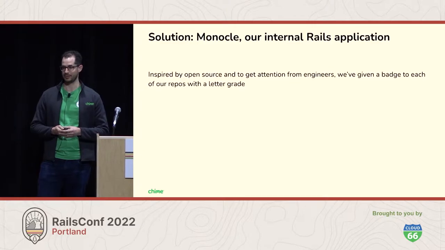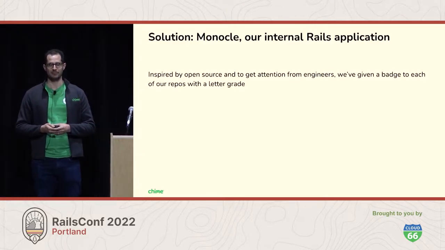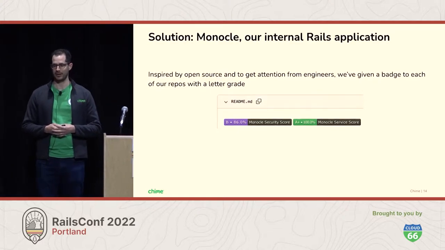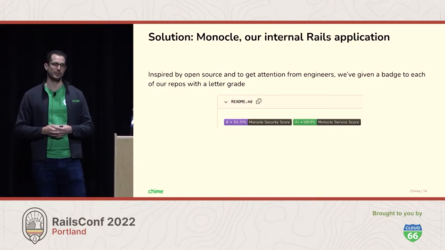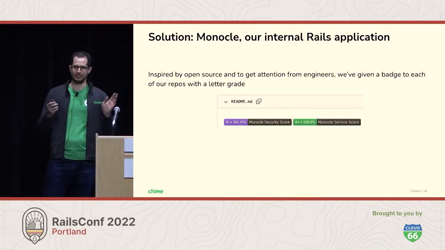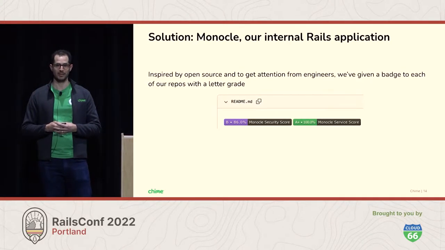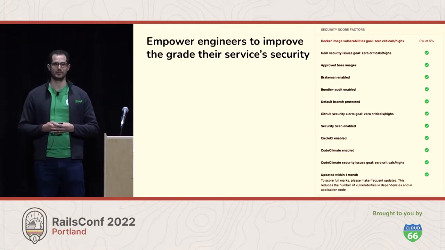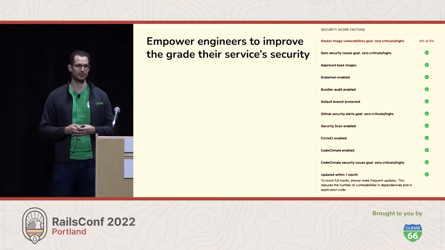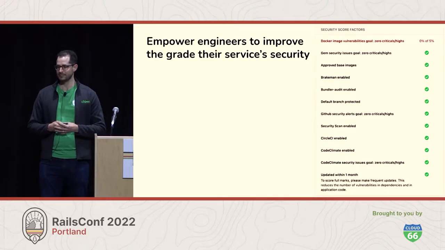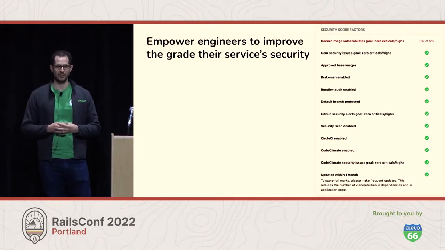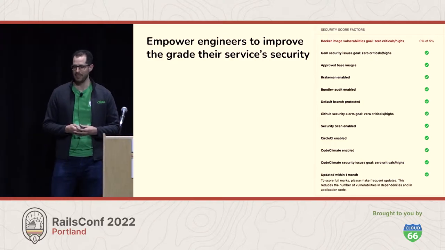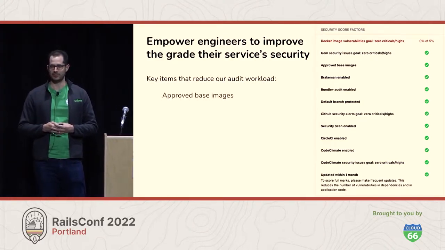So we built this internal Rails app to help us with that. Everyone's familiar with badges on their repositories, and they get good attention. So every night we calculate a grade for the repository, a security grade, and then that badge shows that. And if the engineer wants to know how to make it go up, they can click through and they will see a list of different score factors that they should improve in order to improve their grade. If they click to open up any particular score factor, they can see the instructions at the bottom. One of those is expanded. And this has really reduced our audit workload.